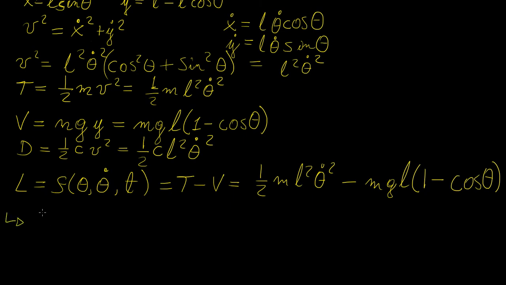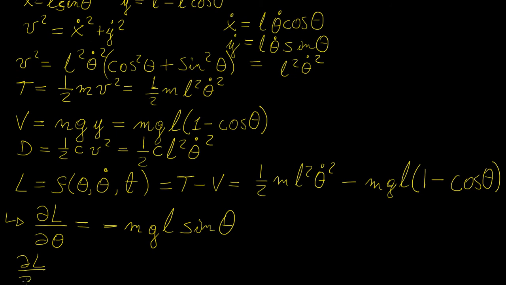So we start off with the partial of L with respect to theta. So we're going to have the following. This becomes 0. This term here, well, this times that becomes a plus, but then we differentiate this with respect to theta, becomes minus again. So this becomes minus mgL sine theta. Okay, so now the next thing we're going to do is find out what this is.